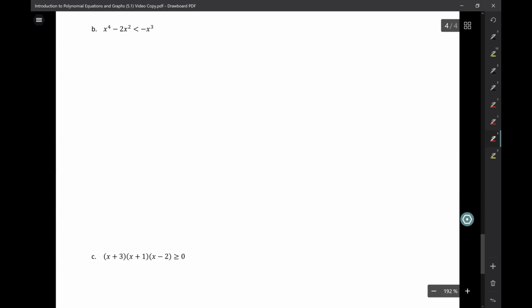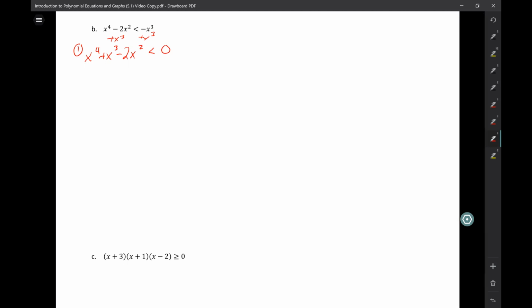Next, we have x to the fourth minus 2x squared is less than negative x cubed. So in this case, we have to first get the right-hand side to 0. Therefore, what we're going to do is add x cubed to both sides. So we're going to get x to the fourth plus x cubed minus 2x squared is less than 0.